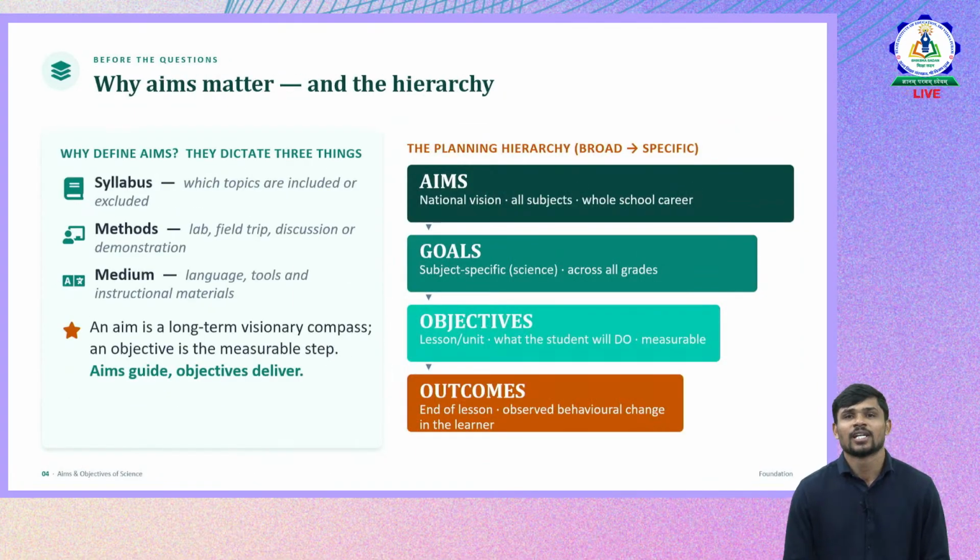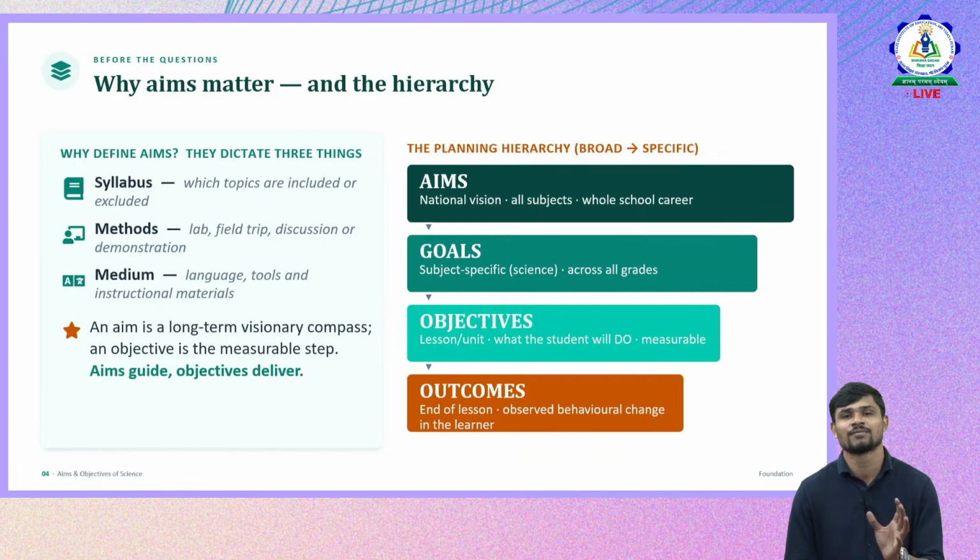Let us quickly go through the concept of aims, goals, objectives and outcomes. Only if we understand these will we be able to solve properly whatever questions are related to aims and objectives. So we need to have a better understanding of these. What are aims, goals, objectives and outcomes? Are they similar? If they are different, how are they different? Which is broader in nature, which is specific in nature?